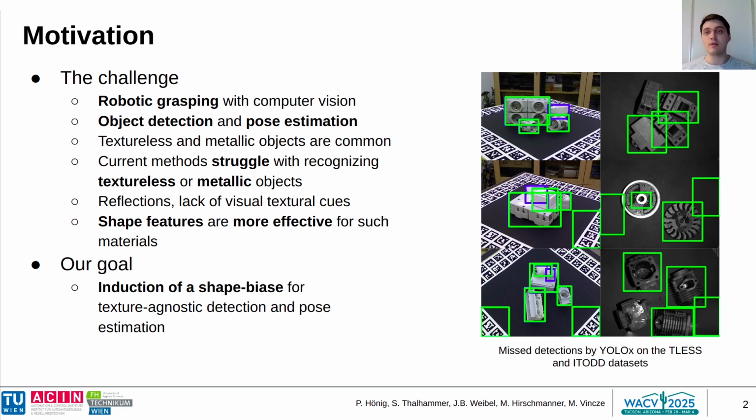A few words about the motivation behind this work. So what's our challenge? In our research group, we want to perform robotic grasping with the help of computer vision. And this involves the tasks of object detection and pose estimation. We want to tackle a broad range of objects, and this involves textureless and metallic objects as well. However, current methods struggle to recognize these object materials due to reflections or the lack of textural cues. We hypothesize that shape features are more effective for such materials, and that brings us to our goal: inducing a shape bias for texture-agnostic detection and pose estimation.